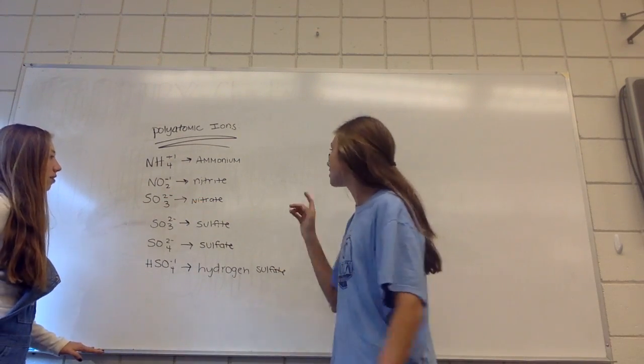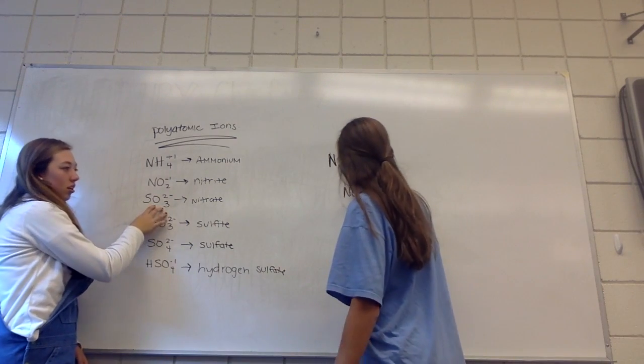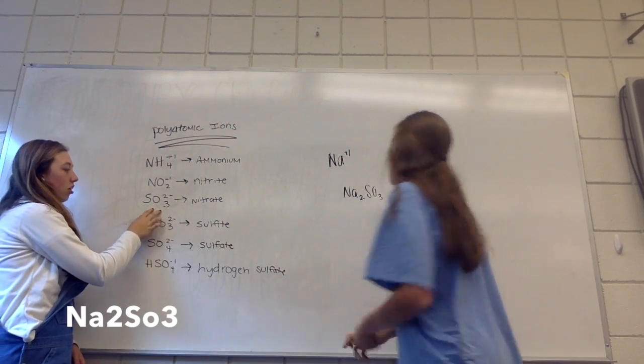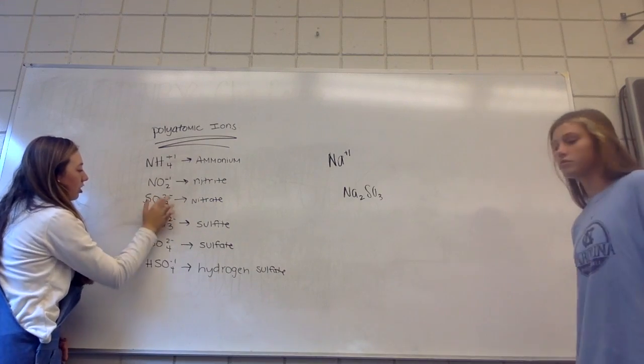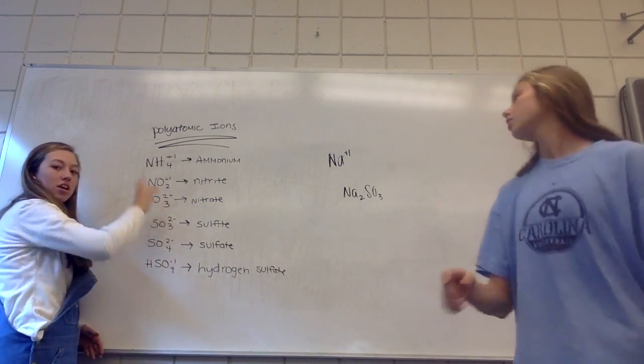Because sulfite has a -2 charge, you have to add 2 sodiums. So that's going to be Na2SO3. Also notice how SO3 is the whole polyatomic ion. The 2 is just a charge, and the 3 always stays with the SO. You cannot separate the SO and the 3.